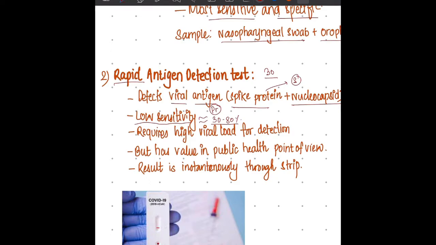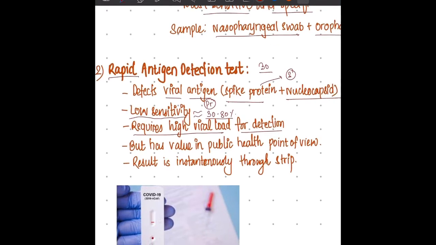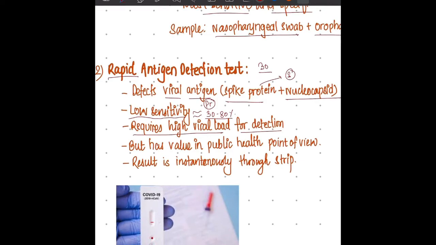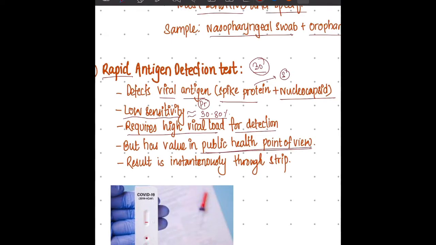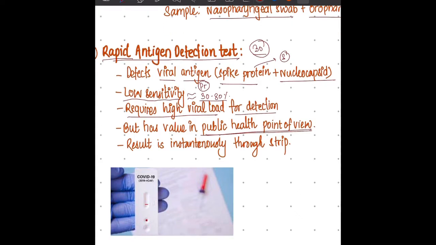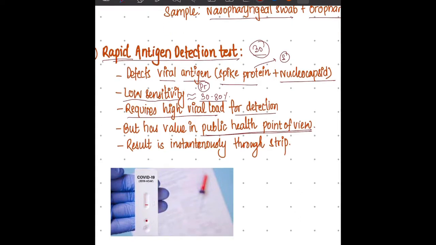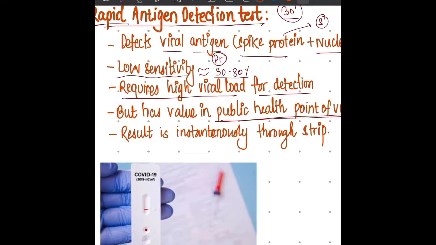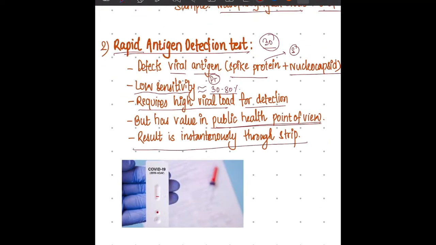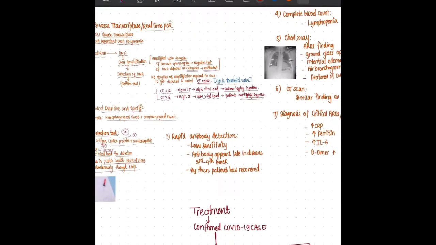But the low sensitivity can be explained by the fact that it requires a very high viral load for detection. So if a patient has a low viral load, it can give a false negative report. But because this antigen test is very cost effective and gives a very rapid result within 30 minutes, it has value from a public health point of view. Those states in India which had early rapid antigen detection tests instead of waiting for PCR had a better outcome than those states which waited for the PCR reports. Okay. And the result is given in the form of a strip. This was the rapid antigen detection test.